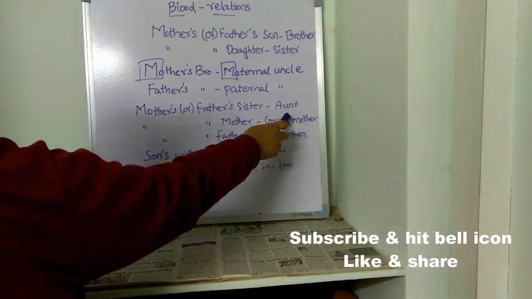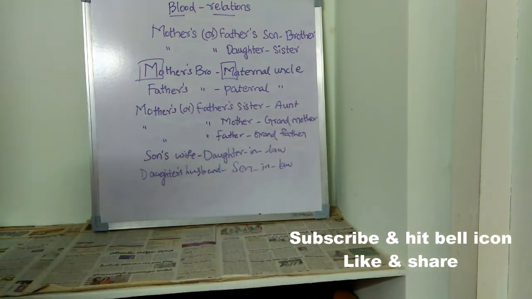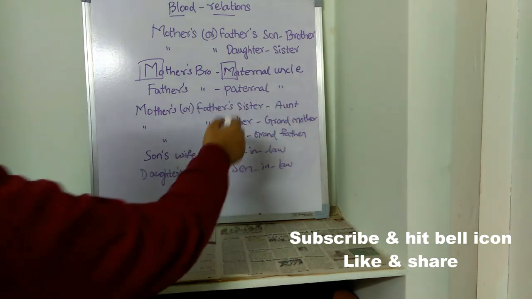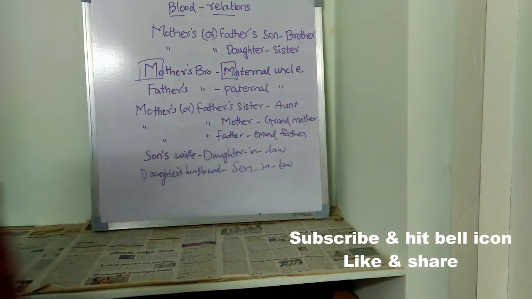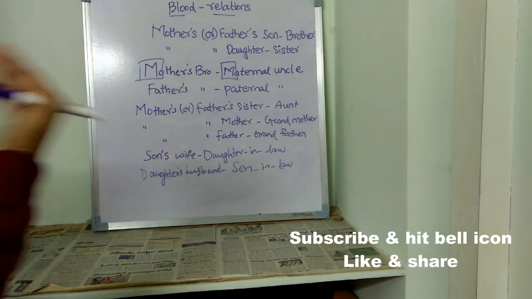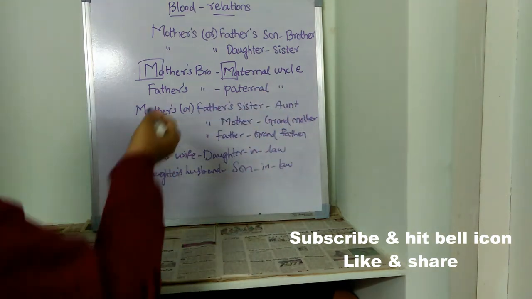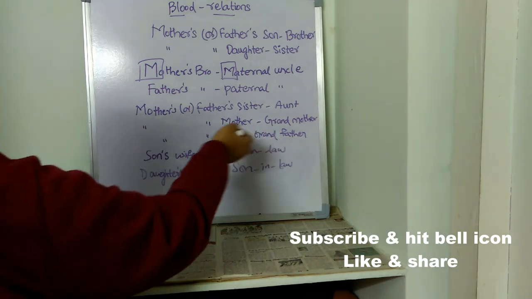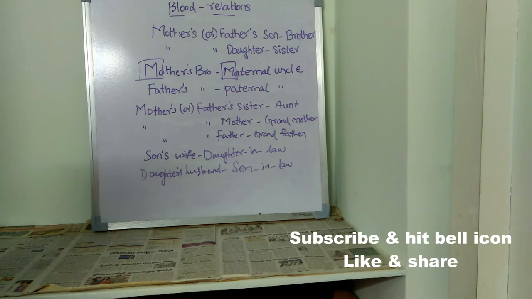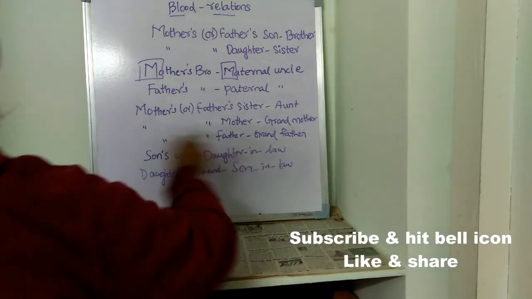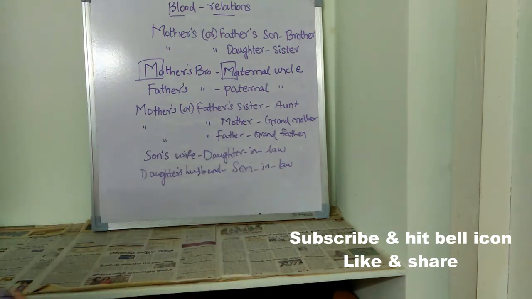Mother's sister is your aunt, which you can also call auntie. Even father's sister is your auntie. Your mother's mother or your father's mother is your grandmother. Your mother's father or your father's father is your grandfather. Next, son's wife is daughter-in-law to you. Your daughter's husband is son-in-law for you. These are a few relations, and you can take a quick screenshot if you want.